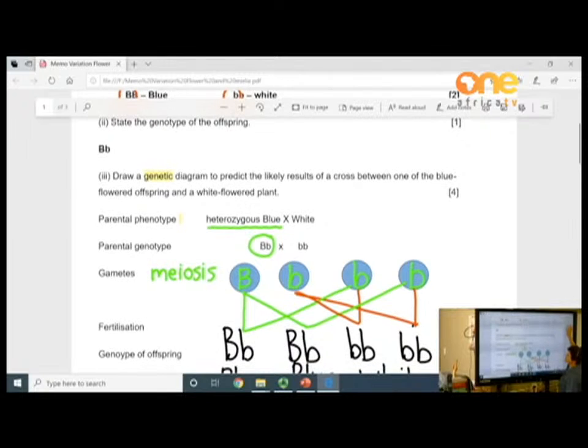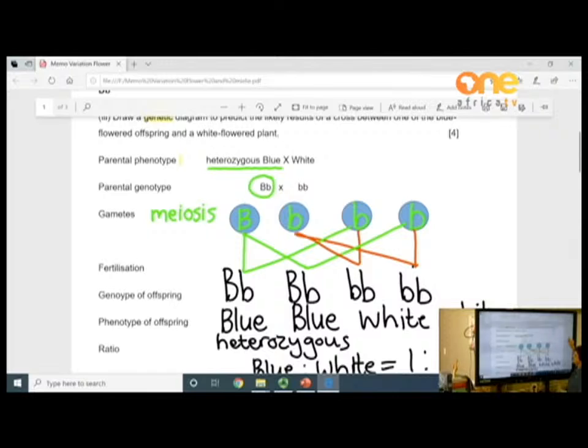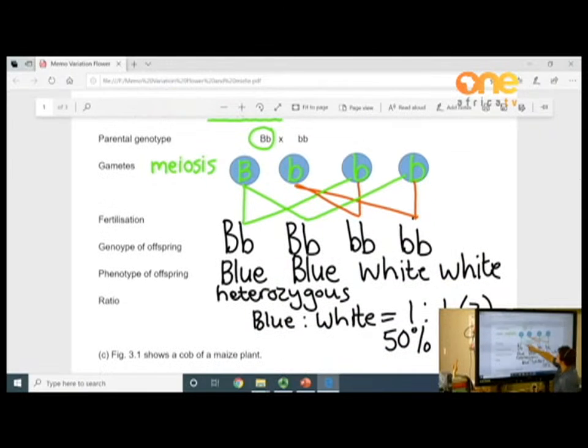When we make a genetic diagram, when we cross one of the blue flowered offspring with a white flower, so we use the heterozygous blue with the white. That is the phenotype. The genotype is capital B, small b, cross with small b, small b. The gametes will form during meiosis, and my gametes are in circles. Fertilization shows capital B, small b, small b, small b.